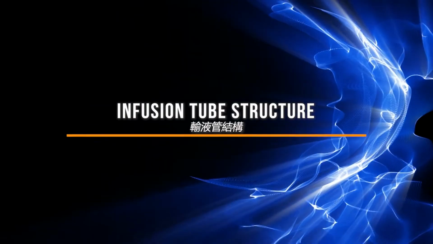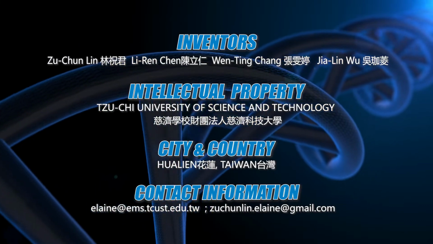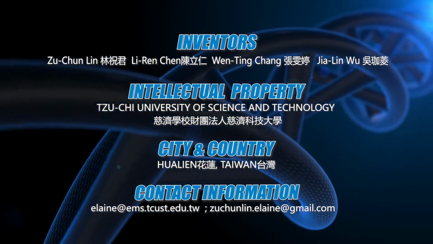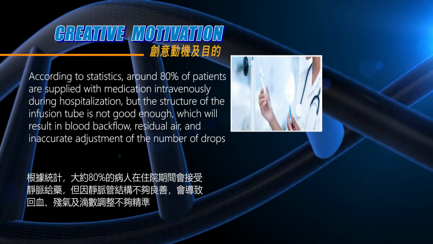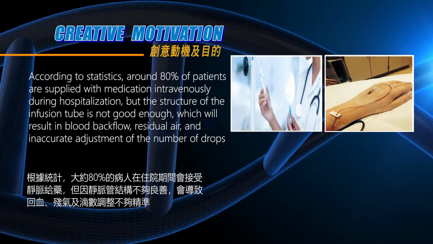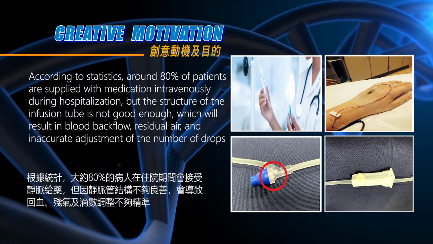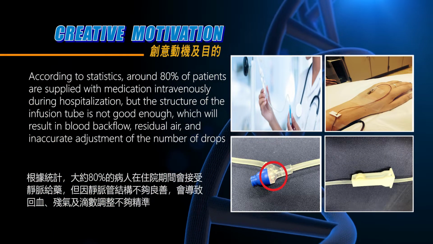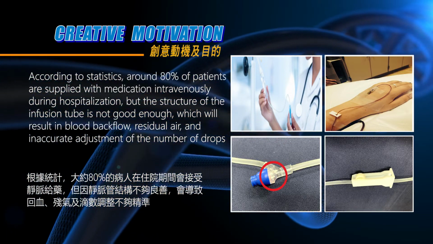Infusion tube structure. According to statistics, around 80% of patients are supplied with medication intravenously during hospitalization. But the structure of the infusion tube is not good enough, which will result in blood backflow, residual air, and inaccurate adjustment of the number of drops.